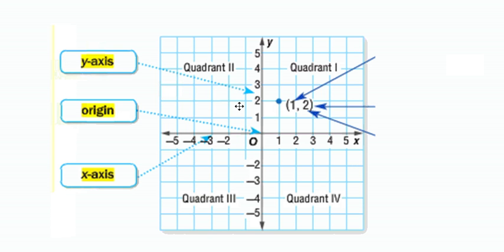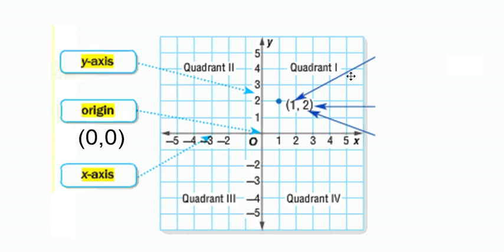This is an example of a coordinate grid. What I want you to realize here is this is your x-axis. It runs horizontally. This is your y-axis. It runs vertically. As stated before, when the x-axis intersects with the y-axis, it forms 4 quadrants at their 0 point. The 0 point is called the origin. It is known as 0, 0.